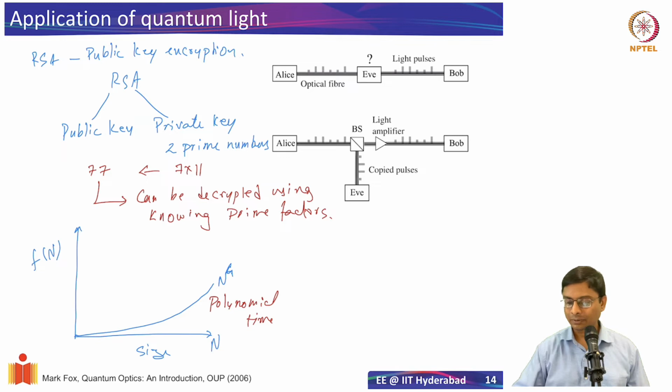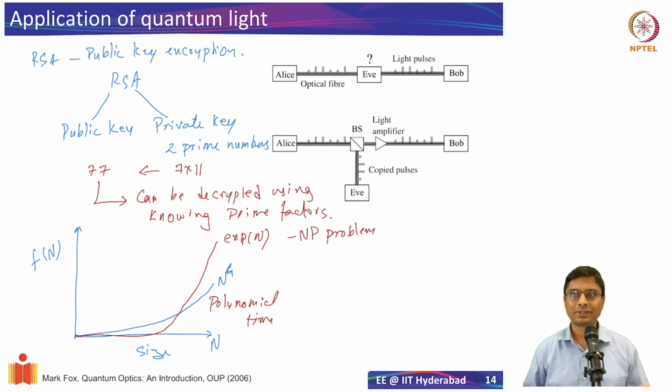There's another class of problems called NP, non-polynomial time, for example exponential of n. If I have such a problem, then as the size of the problem increases slightly, the complexity of the hardware required to solve it increases exponentially. That is an NP problem. In the language of computer science, we call it NP. One such example is prime number factorization.